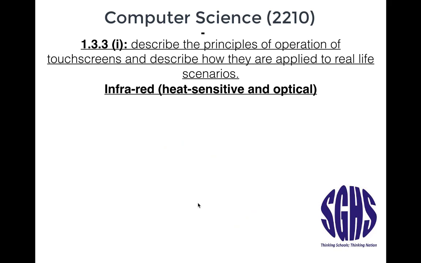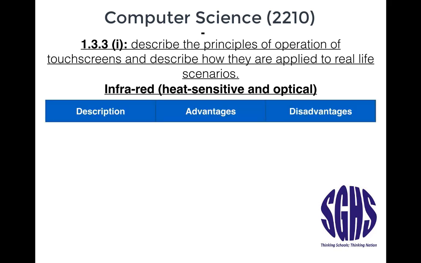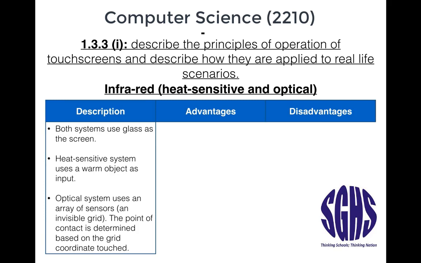So there are 2 different types of infrared technology: heat sensitive and optical. We'll look at both of these here. Both systems use glass as the screen. Heat sensitive uses a warm object as input, and the optical system uses an array of sensors, kind of like an invisible grid, and the point of contact is determined based on the grid coordinate touched.